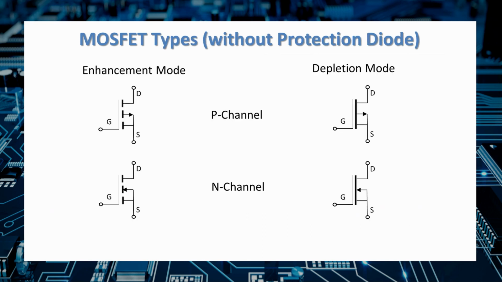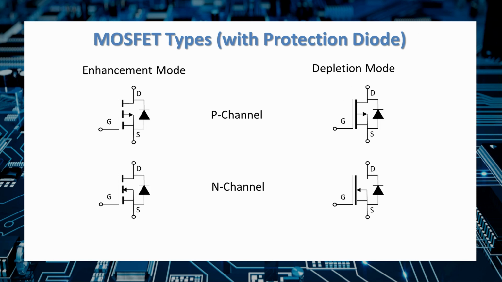MOSFETs come in two basic types, or modes: enhancement mode and depletion mode. Think of enhancement mode devices as a normally open switch, and depletion mode devices as a normally closed switch. Between those two modes, enhancement and depletion, there are also P-channel and N-channel devices. A P-channel device is controlled by a positive voltage at the gate, while an N-channel device is controlled by a negative voltage at the gate. Think of P as standing for positive and N as standing for negative.